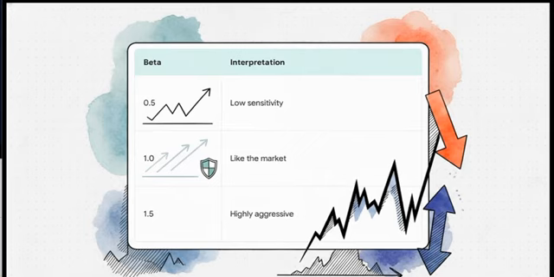Easy. A beta of 0.5? That indicates low market sensitivity. It's a defensive, much less volatile play. But a beta of 1.5? Okay, now we're talking about a highly aggressive stock. If the market jumps, this stock goes straight to the moon. But if the market tanks, this stock is going to crash significantly harder.